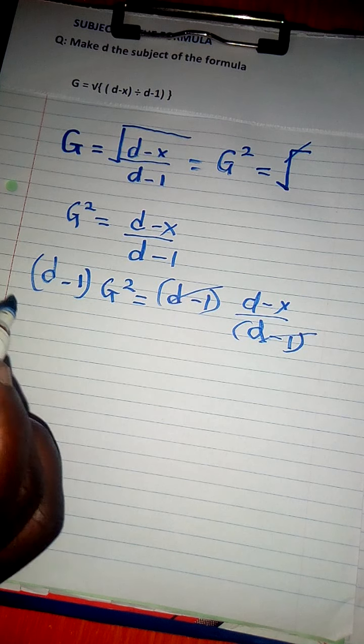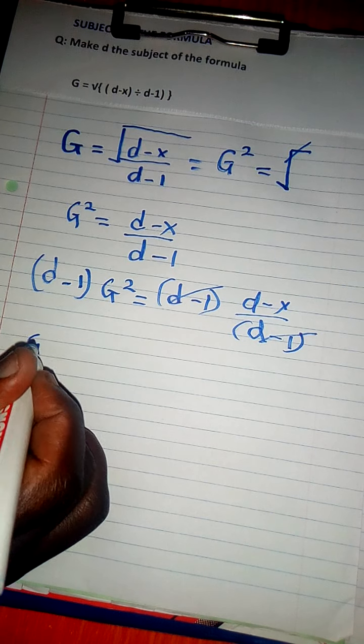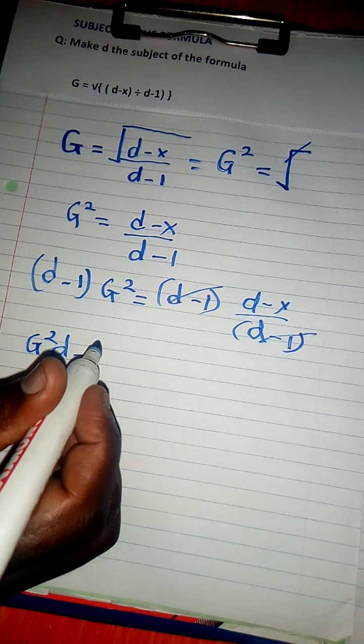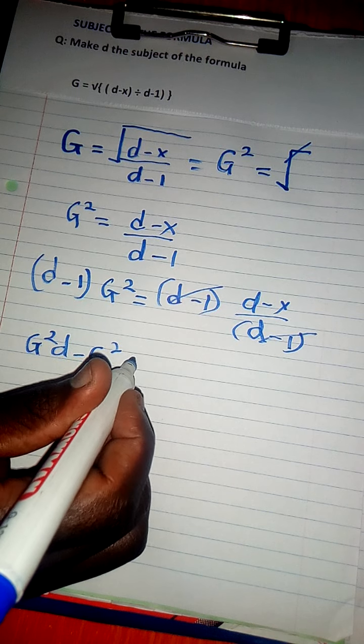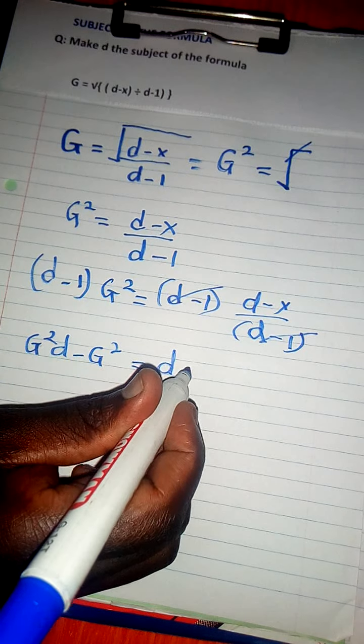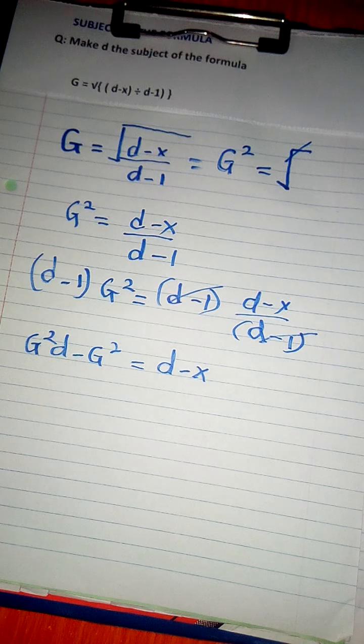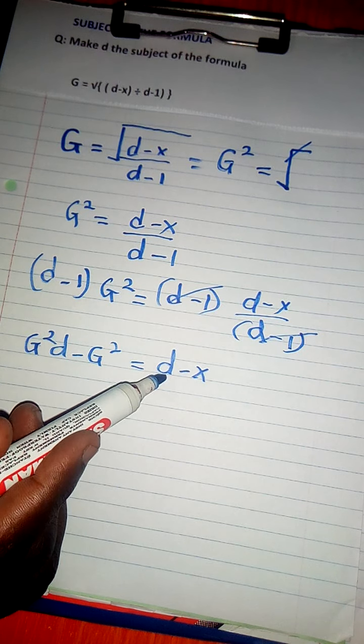To expand the left hand side, we will get G squared D minus G squared is equivalent to D minus X. So here we have expanded the left hand side, and on the right hand side we just remained with D minus X. We will now collect the terms containing D on the left hand side, and that means we will bring this D to this side.